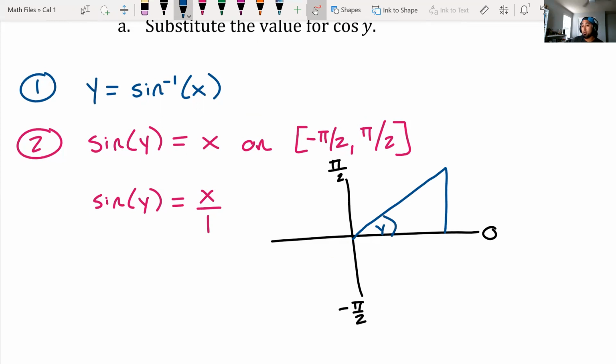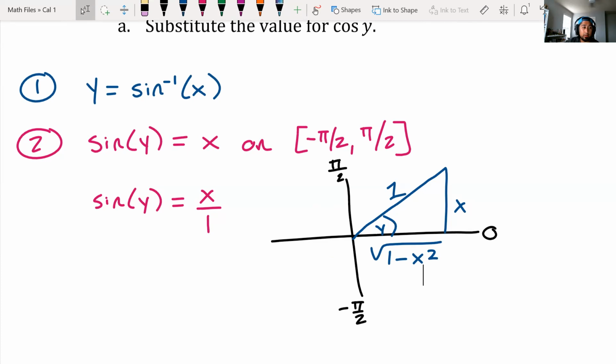So sine puts opposite over hypotenuse. So this means that you would get x for your height and 1 for your hypotenuse. Okay, now you are going to use the Pythagorean theorem to find the base. So you would have the square root of 1 minus x squared as your base using the Pythagorean theorem. So this would become the square root of 1 minus x squared.